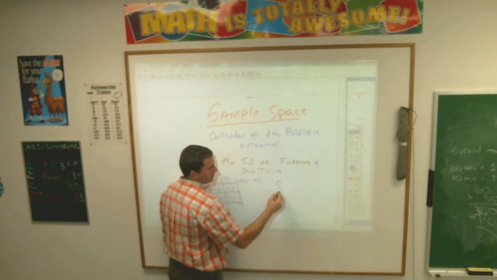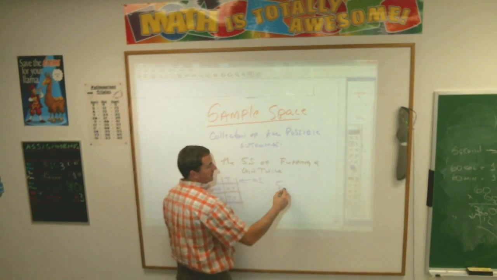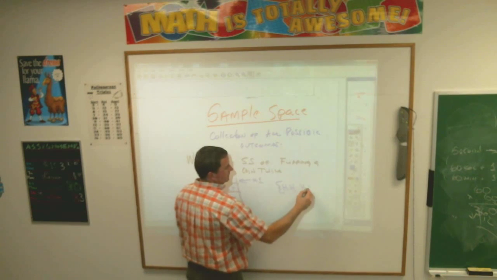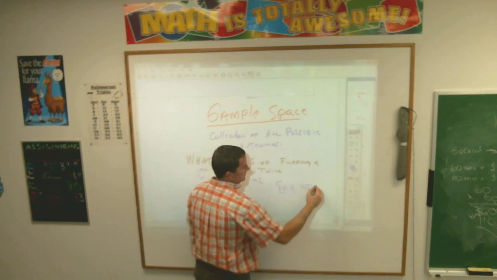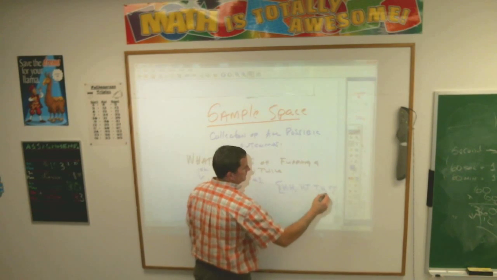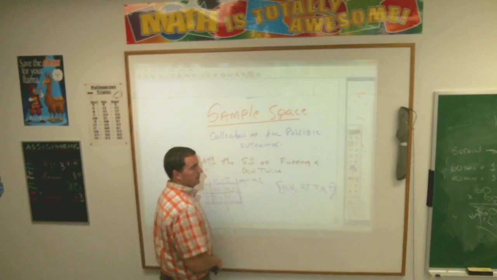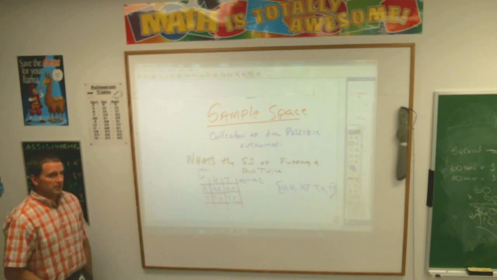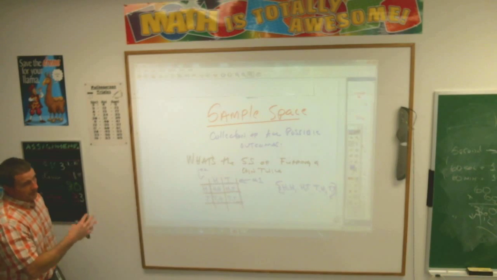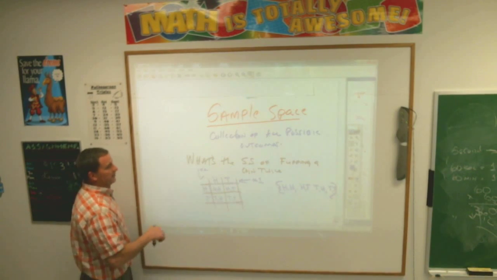And usually we put it in braces because it's a set. You can get a head and a head. You can get a head and a tail. You can get a tail and a head. And you can get a tail and a tail. So that is your sample space. A different way to do that would look like a tree diagram.